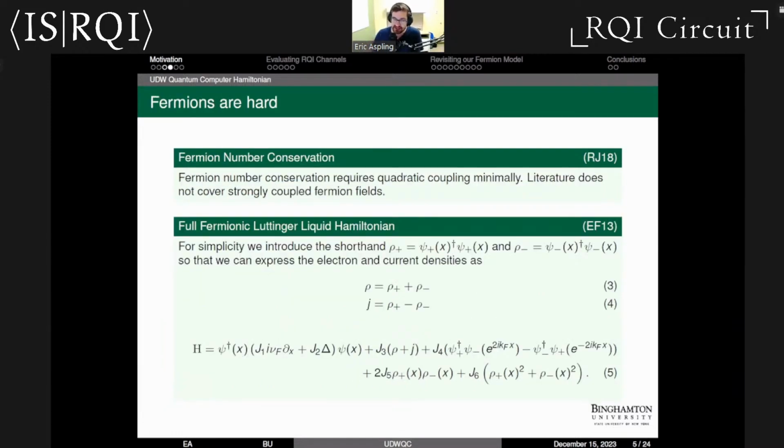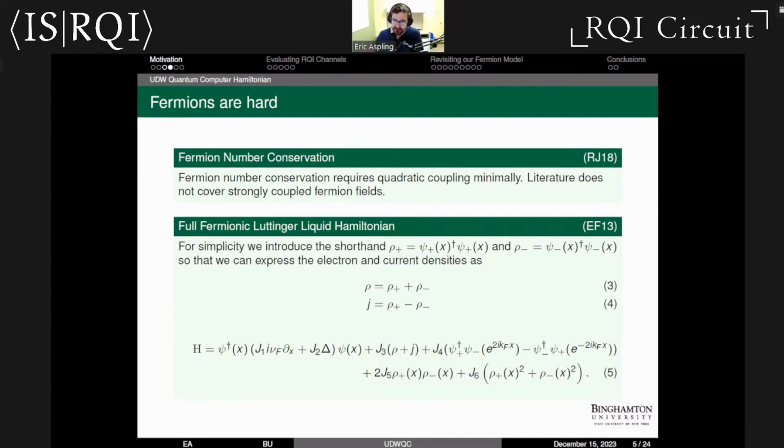And there are some issues with this literature. I mean, ISRQI, you guys are fully aware of a lot of issues that are going on here. Fermions are hard, right? There have been some perturbative treatments with fermions, but in general, we're not interested in perturbative treatments. We're interested in strong coupling. That's going to be a very key takeaway from this, the strong coupling. And fermions are just really complicated. But we have a little bit of promise. We have lots of room to work with.